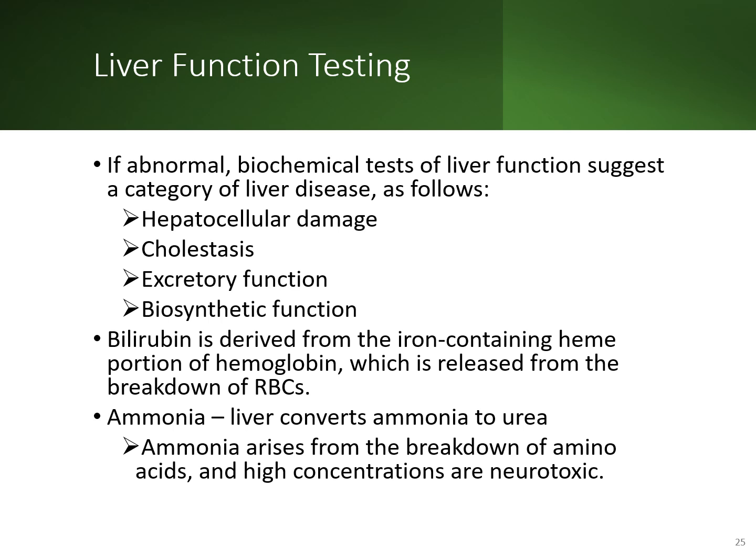The bilirubin is derived from the iron-containing heme portion of hemoglobin, and so this is released when those red cells are broken down and recycled. However, if there are issues with the liver, then it can't process that breakdown product, that bilirubin, and so it can spill over and be present within the blood.